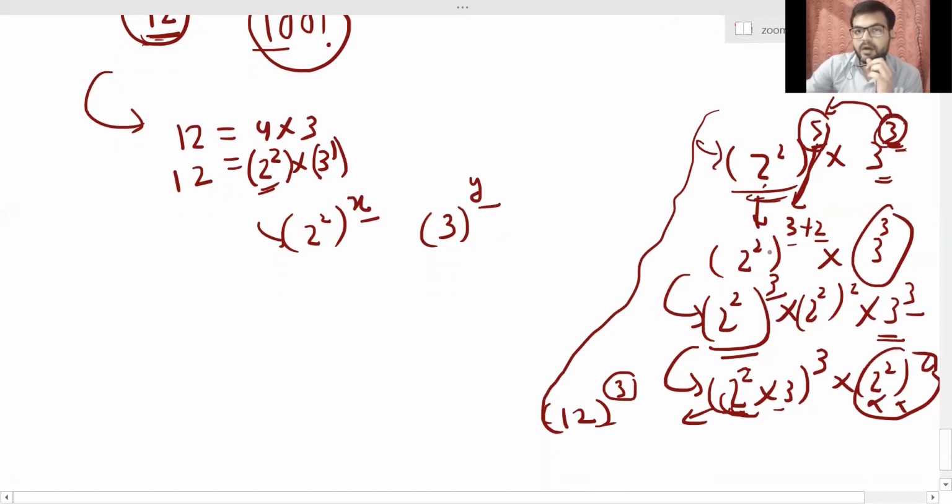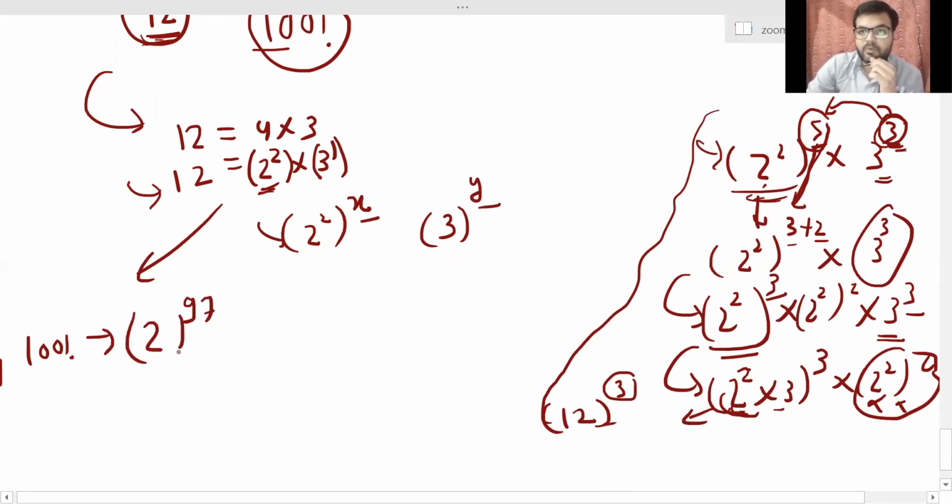Now let's come back to our question. Our question was how to find out the maximum power of 12 in 100 factorial. So we broke this 12 into its prime factor format: 2 square into 3. Now we already know that in 100 factorial, the maximum power of 2 is 97. We already counted that. And the maximum power of 3 is 48.